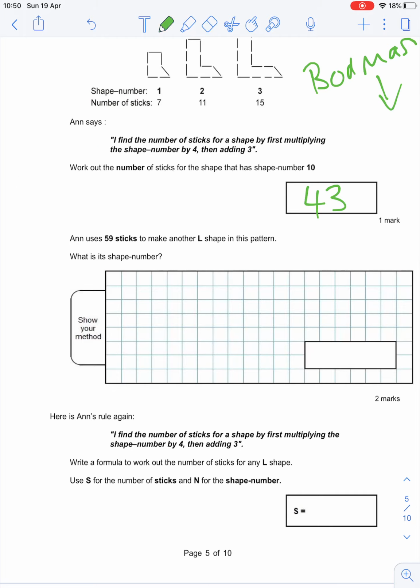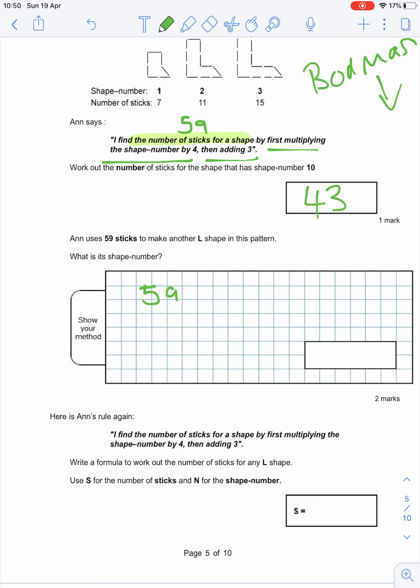Anne uses 59 sticks to make another L-shaped pattern. What is its shape number? Okay, so this time she finds the number of sticks for a shape by first multiplying the shape number by 4, then adding 3. So this time I know the number of sticks, because that's 59. And she says she first multiplies by 4 and then adds 3.